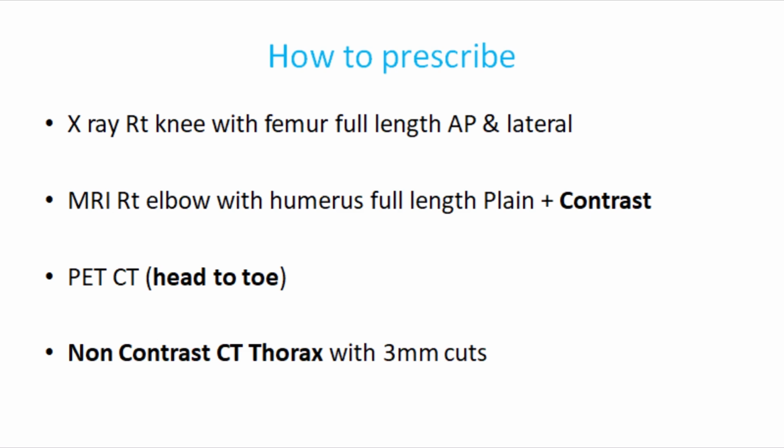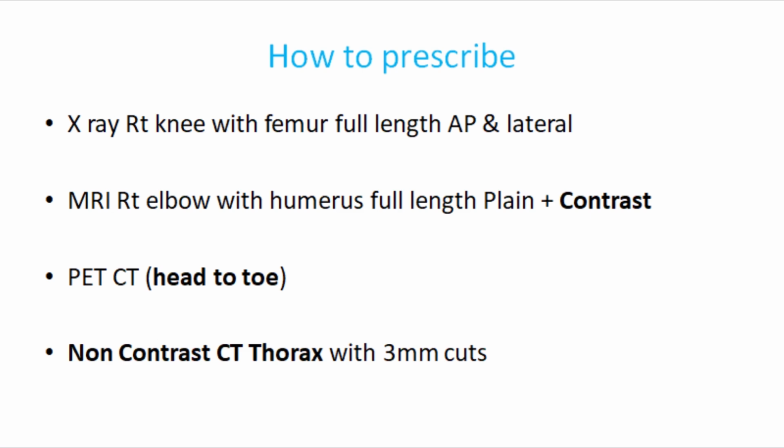X-ray should always be full length, covering one joint above and one joint below. MRI should always involve full length of affected bone to rule out skip lesions, and preferably with contrast, especially when evaluating cystic lesions or when we are suspecting infection. PET scan is mostly done only till mid-thigh. So for musculoskeletal lesion, it is prescribed to include from head to toe.